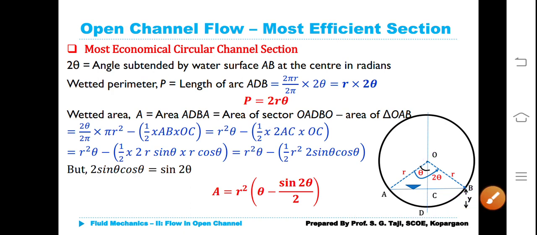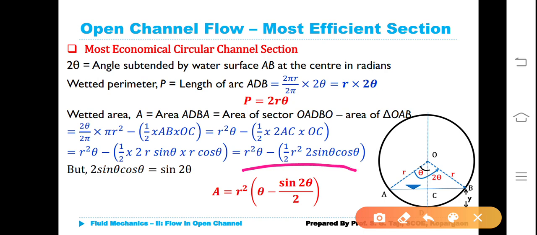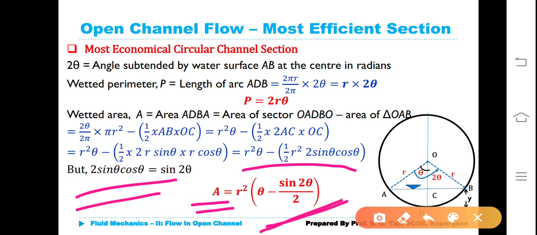Hence, wetted area A is equal to 2 theta by 2 pi multiplied by pi r squared minus half of AB into OC. That is equal to r squared theta minus half multiplied by 2AC multiplied by OC. That we will get as r squared theta minus half r squared 2 sin theta cos theta. So you know from mathematics, 2 sin theta cos theta is equal to sin 2 theta. Therefore, capital A, that is wetted area, is equal to small r squared multiplied by theta minus sin 2 theta by 2.